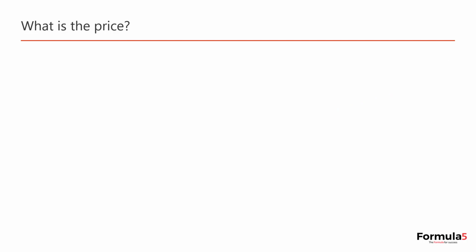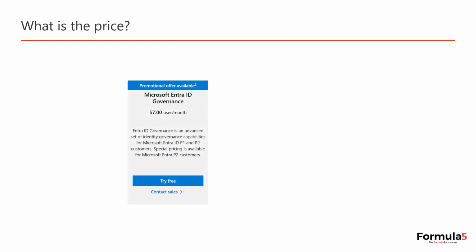And when it comes to pricing, here is the difference. It's about the price and prerequisite. So if you are a customer who already owns a Microsoft Entra ID Premium P1 license, you will have to pay $7 per user per month for the Microsoft Entra ID Governance license. But if you have a Microsoft Entra ID Premium P2 license, then you have to pay $4 per user per month. And there is a promotion for that. So right now, it's about the price.